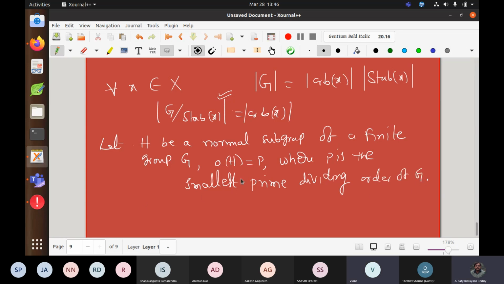Okay, this entire thing is hypothesis. Such an H need not exist. I'll come to that; if you see the conclusion, you will see why. So H is a normal subgroup of a finite group G and order of H equal to p, where p is the smallest prime dividing the order of the group G. Then we are claiming that H is actually a subgroup of the center of the group itself. H sits inside the center of the group.